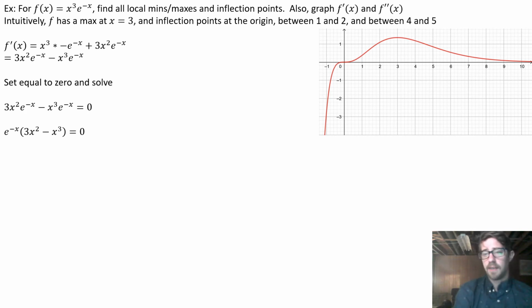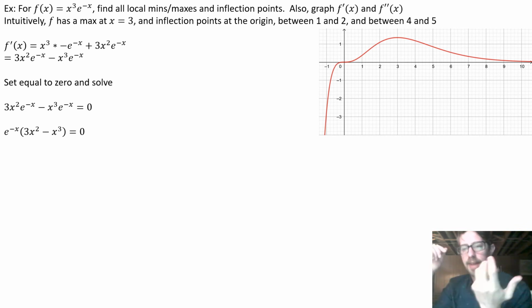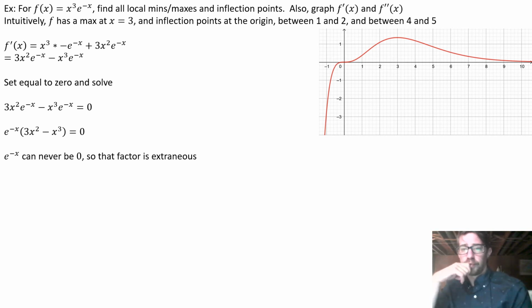And here you just kind of have to think. E to the anything can never be 0. In fact, any non-zero number to the anything can never be 0. So think about why that is. We've talked about it. It just cannot be. So that part of the equation is what we would call extraneous. It doesn't yield any solutions. So just ditch it. If a thing times a thing is 0, and one of those things cannot possibly be 0, you just look at the other thing. You literally just erase it and worry about the other stuff.